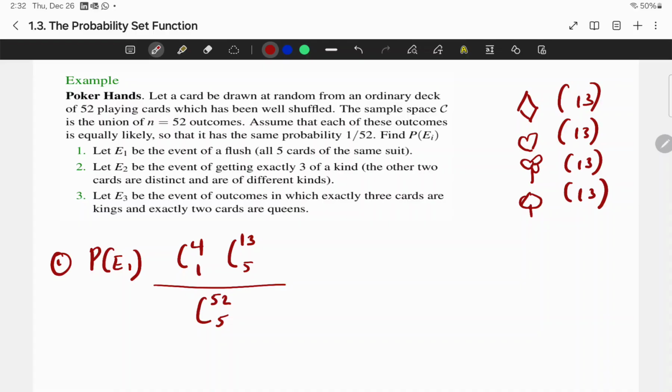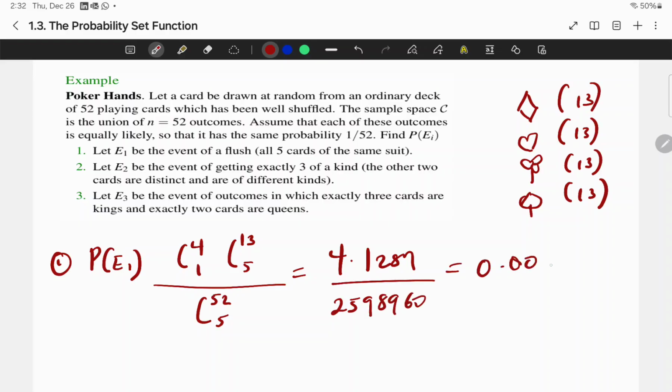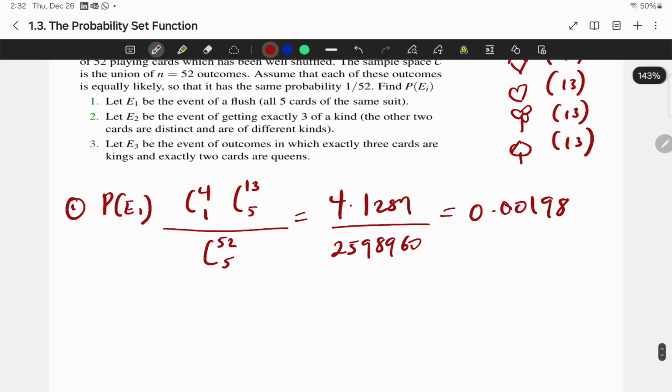Okay, and if we solve this carefully, we have 4 times 1287 over 2598960, and that gives us 0.00198. Okay, so let's check question 2.